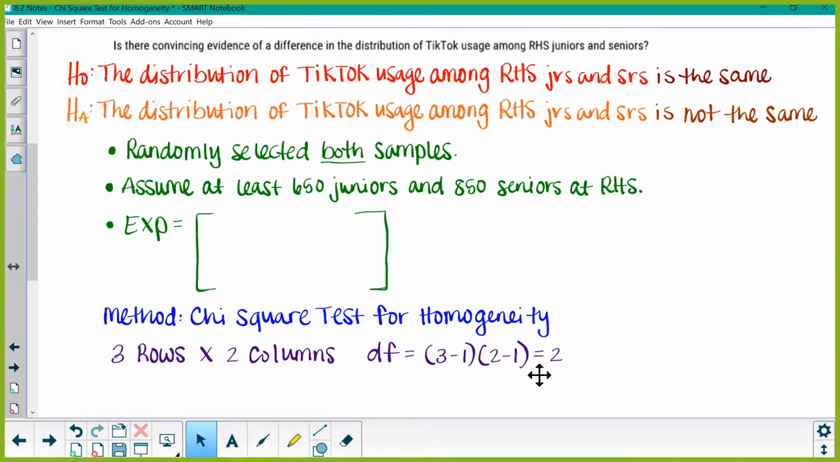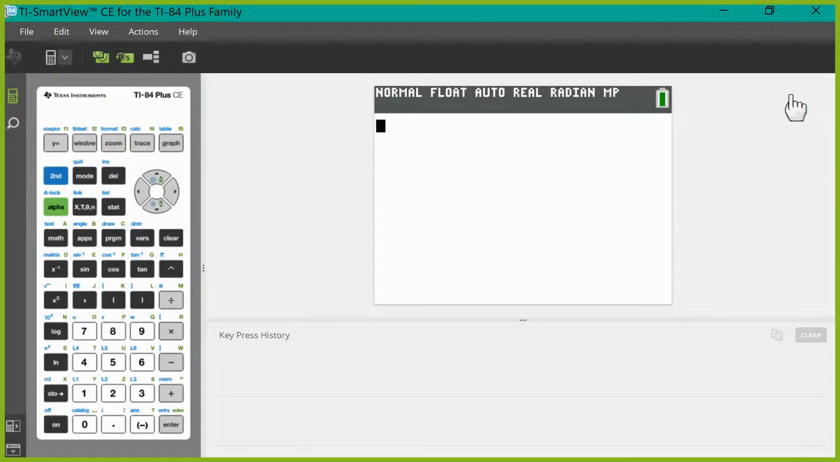This is not necessary because the calculator is going to do it for me, but if you wanted to, you could do it by hand. I think it's easier to do it by hand if it's just a multiple choice question and you're not running the full test anyway. So, I'm going to open my calculator.